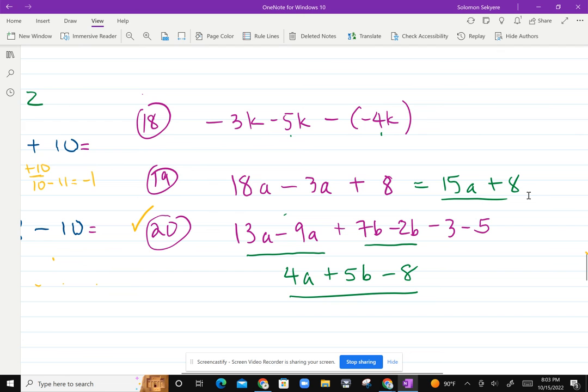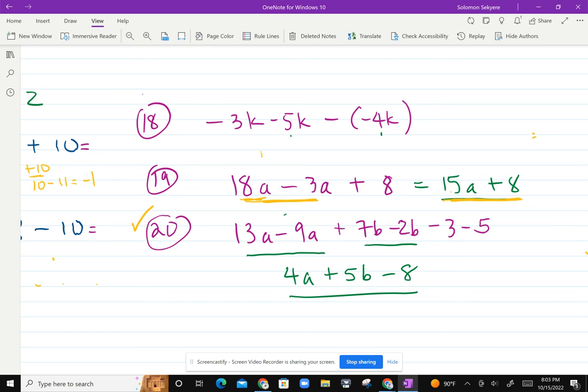Now, let's do something that's a little different. What if I have 18a minus 3a plus 8? So we know 18 minus 3 is 15. So we say this is 15a plus 8. Since there is no a here, it's just a number. These are not like terms, so we will leave it like that. Okay, you can do 15a plus 8a, which is 23a, but 15a plus 8, you're stuck. You just leave it as it is.